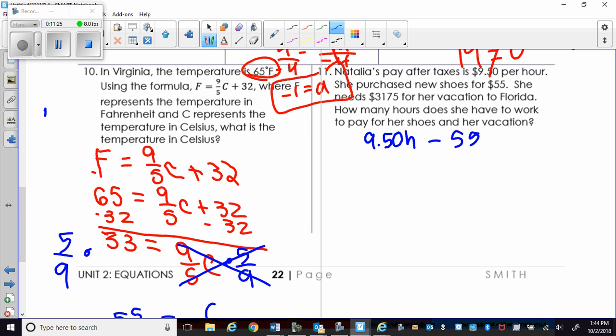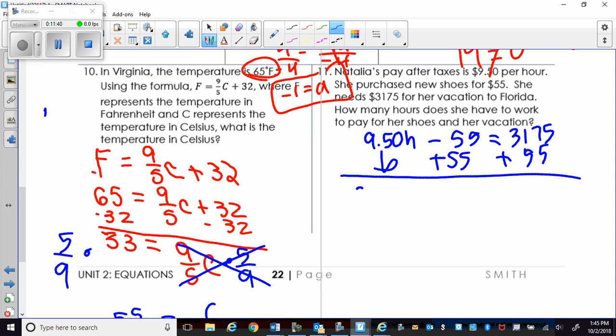So, equals 3,175. Add 55 to both sides. 9.50 comes down. Your equations might be a little bit different if you added that money over there already. Equals 3230. 9.50 per hour equals 3230. Divide both sides by 9.50.